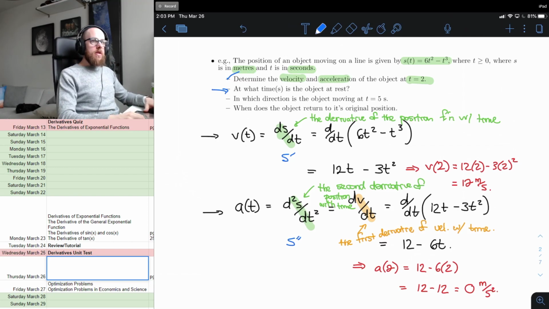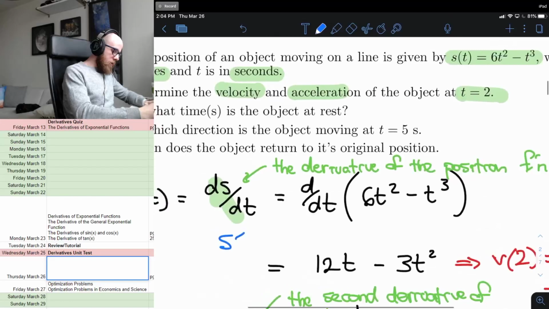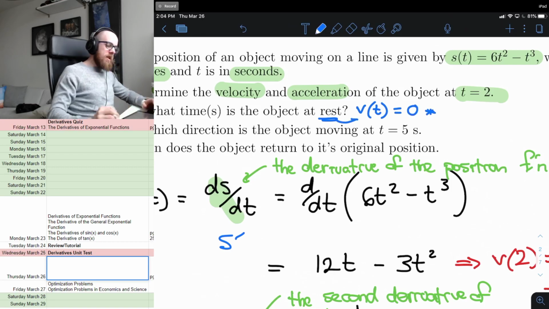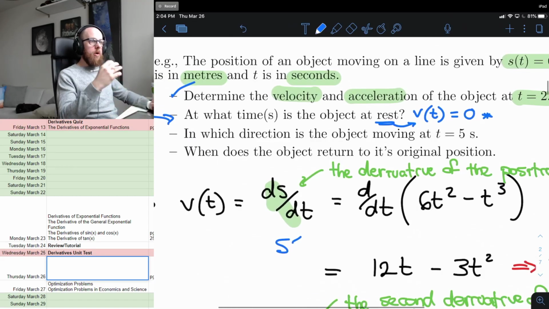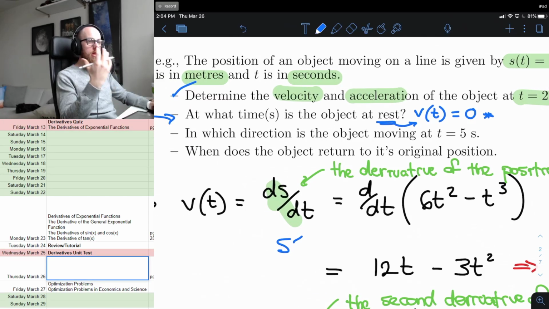In order for the object to be at rest, the key word here is rest, which means the velocity of our object has to be equal to 0. So at rest means the velocity is 0. So really what we're looking for are the t values when our velocity function is equal to 0.